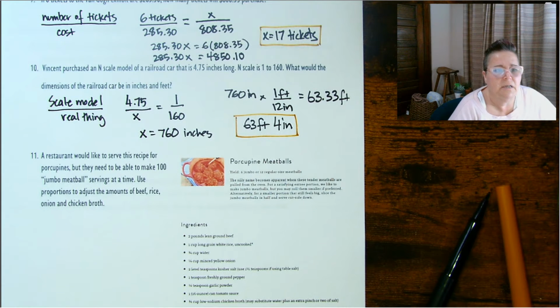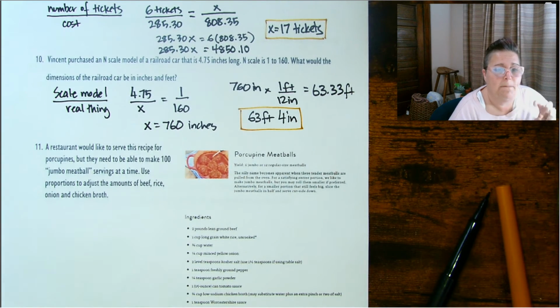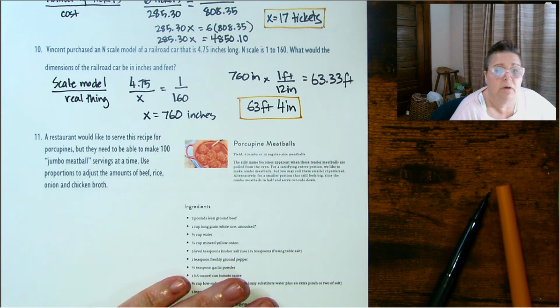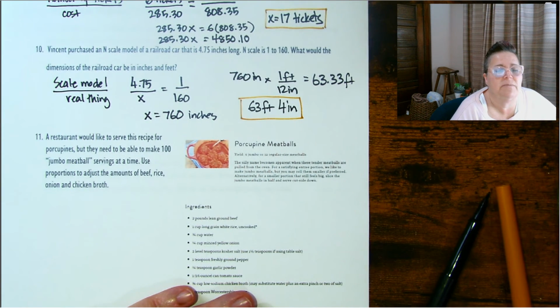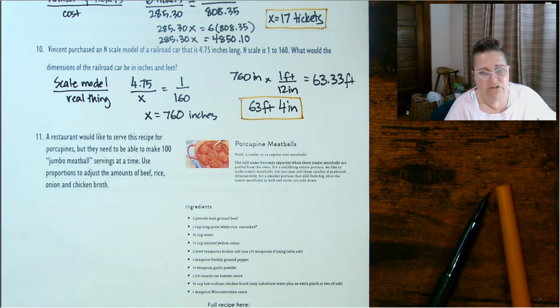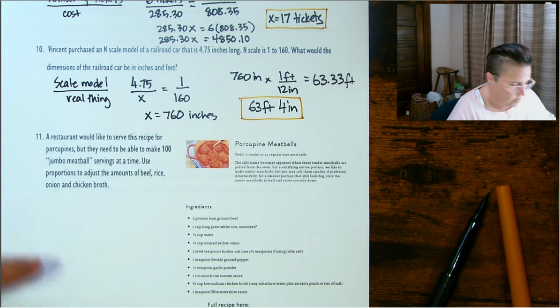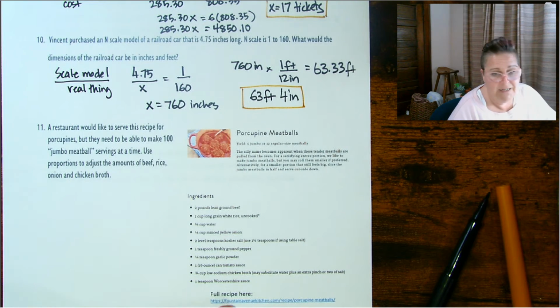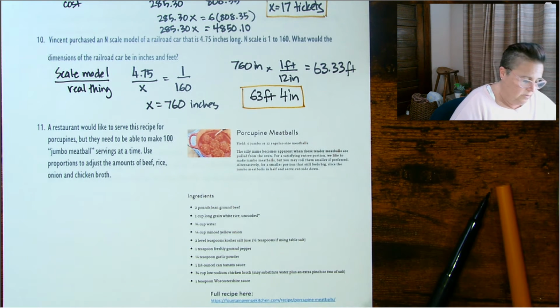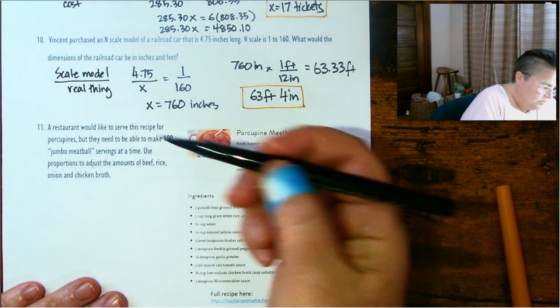They're great. All right. The restaurant would like to serve this recipe for porcupines, but they need to be able to make 100 jumbo meatball servings at a time. Of course they do. It's a restaurant. Use the proportions to adjust the amounts of beef, rice, onion, and chicken broth. So I'm not having you do all of it. We just want to do these 4: beef, rice, onion, and chicken broth. I did include a link to the full recipe if anyone is interested.